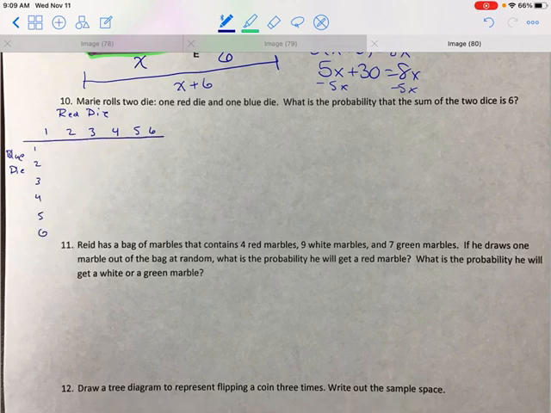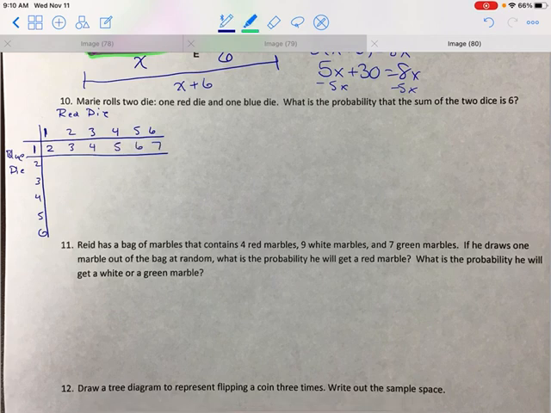All right, so I'm just going to make a table here, and then I'm going to write the sum inside each box. So if I start with this first row, I would start with 1 plus 1, that would give me 2. Then 1 plus 2 would be 3. And then 4, 5, 6, and 7.